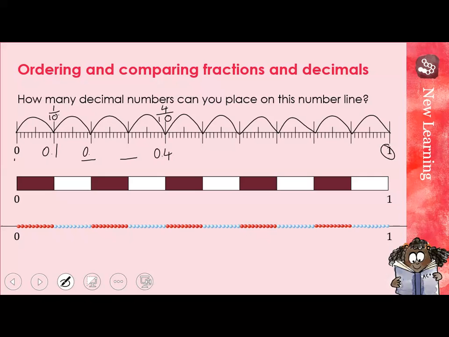Well done if you identified that each time we are going up 0.1, we are going up a tenth. So 1/10, 2/10, 3/10, 4/10, and so on. Another way of representing that would be to say 0, 0.1, 0.2, 0.3, 0.4, and onwards, and onwards, and onwards to 1.